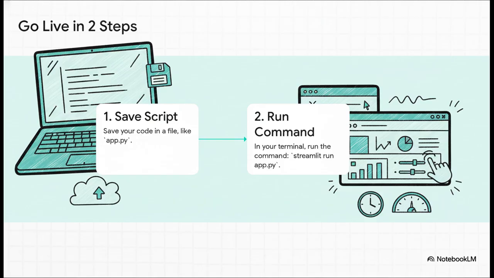Step 1, save your code in a Python file. Let's just call it app.py. Step 2, open your terminal and type one single command, streamlit run app.py. Boom! Your web browser pops open with your brand new app, live and interactive. It is honestly that fast.